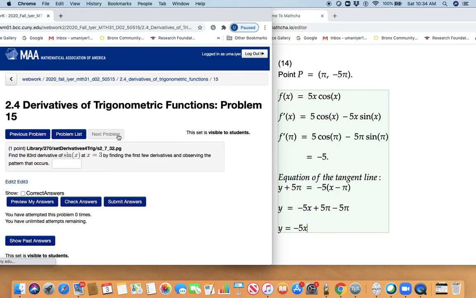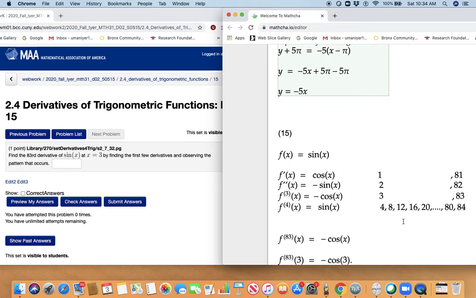Alright. So this is the last problem. Find the 83rd derivative of sine x at x equals 3. So what happens is, let's look at sine x. First derivative is cosine. Second derivative is derivative of cosine, which is negative sine. Third derivative is derivative of negative sine, which is negative cosine. Fourth derivative, this incorporates another negative. With the negative, it's positive sine. So we are back to square one. Fourth derivative is sine.